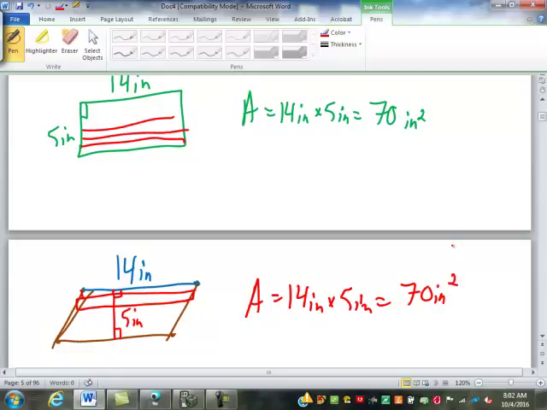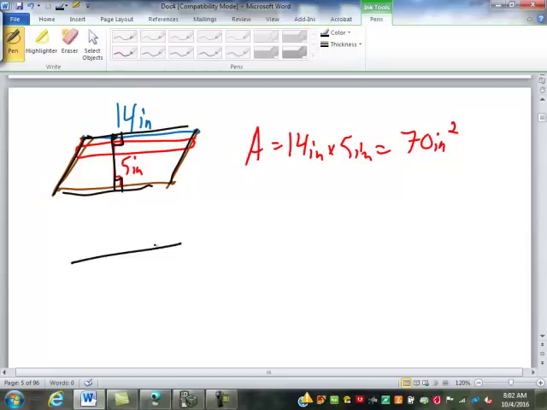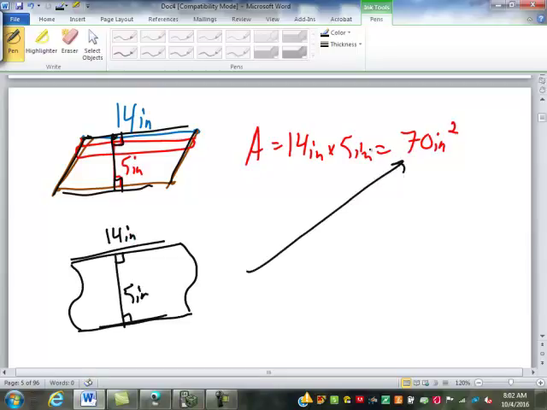Now those slanted lines could be 20? Yeah, these could be 20 or whatever, as long as the distance from where this stick started to where it ended is still 5 inches. And distance is always measured at a right angle or perpendicular. In fact, it doesn't even have to move straight. It could do something like this. We could, as long as it stays parallel to where it started, and the distance between where it started and where it stopped is 5 inches, its area is still 70 inches squared.